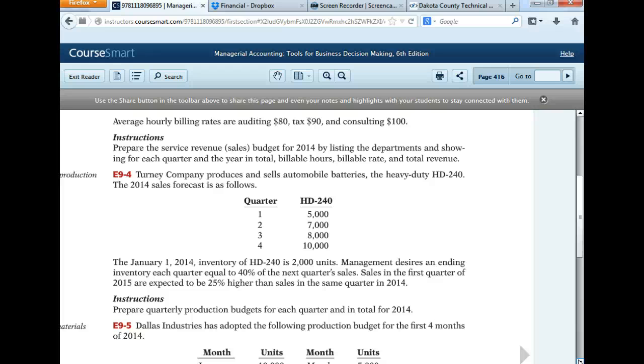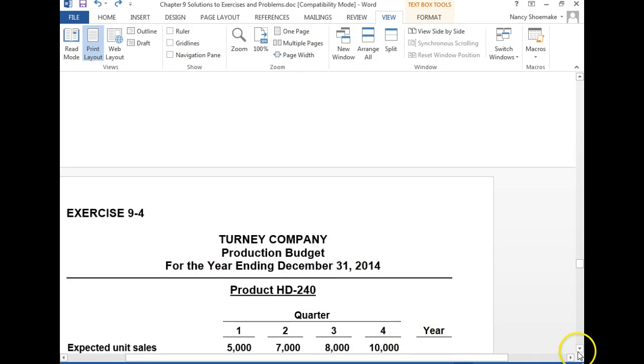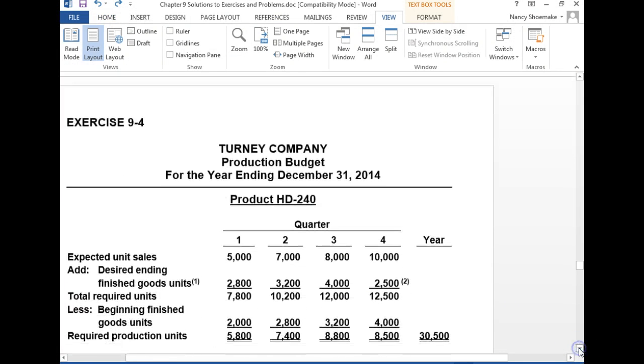So they're basically telling us that in 2015, they're expecting our first quarter of 2015 to be how much? 25% higher than 5,000, or how much would that be? 6,250? Okay, so let's look at how we're gonna produce this budget. Expected sales, 5, 7, 8, and 10.